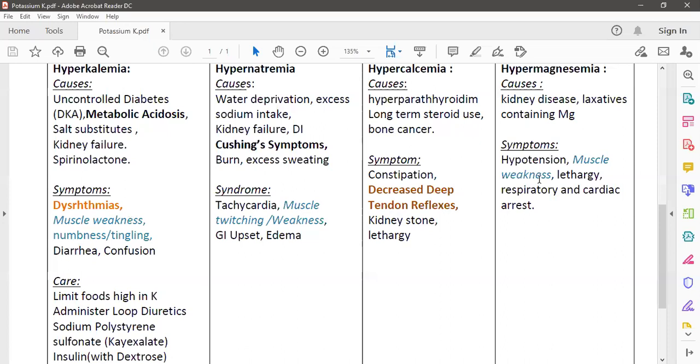So now a question comes. If I ask you, what are the central nervous system changes, I mean symptoms, in hypernatremia? The patient develops fatigue, restlessness, decreased level of consciousness, disorientation, and convulsion. All are very severe hypernatremia signs and symptoms. They attack the brain.